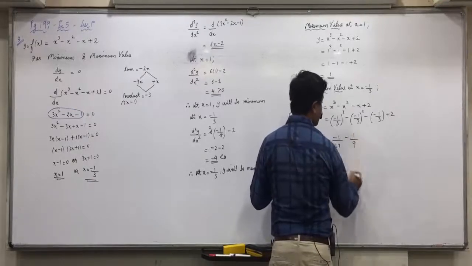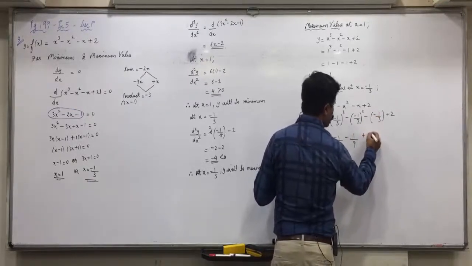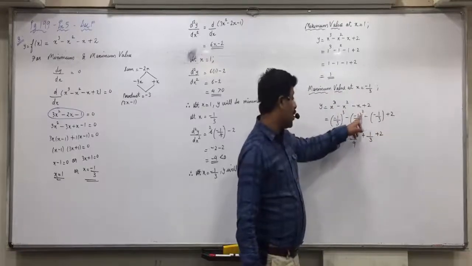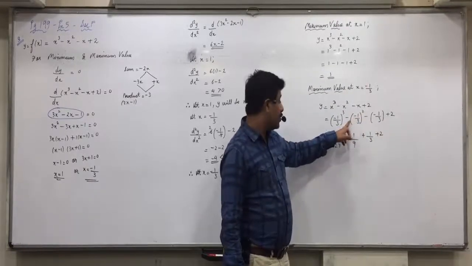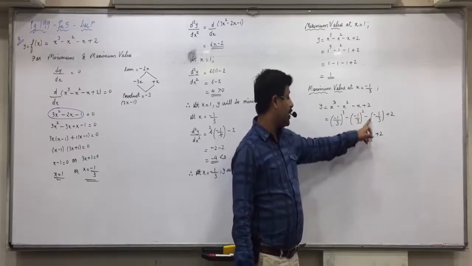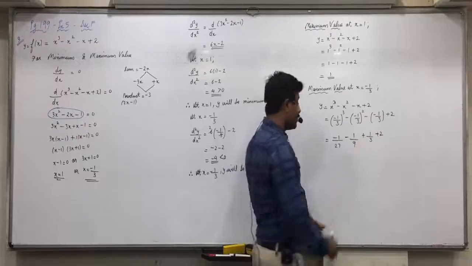1 by 9. And here minus into minus becomes plus. I repeat it: square of negative becomes positive, into minus will remain minus, and 3 square is 9. And here minus into minus becomes plus.